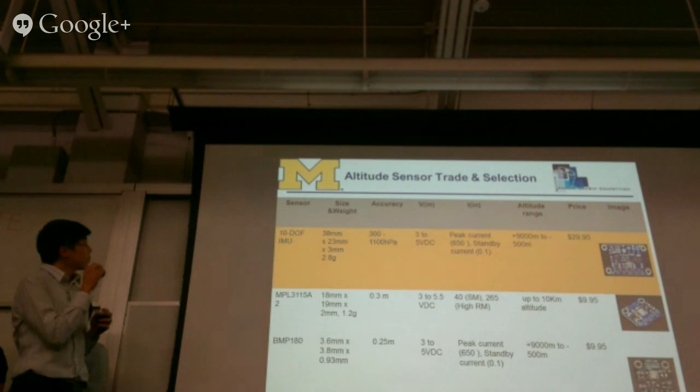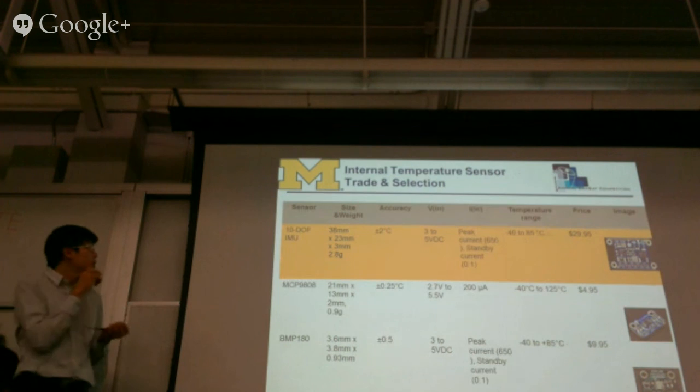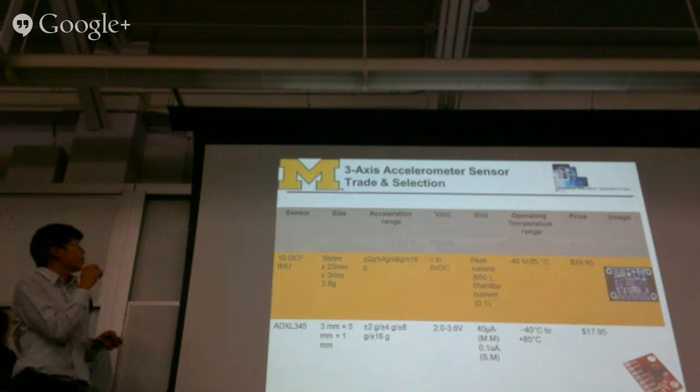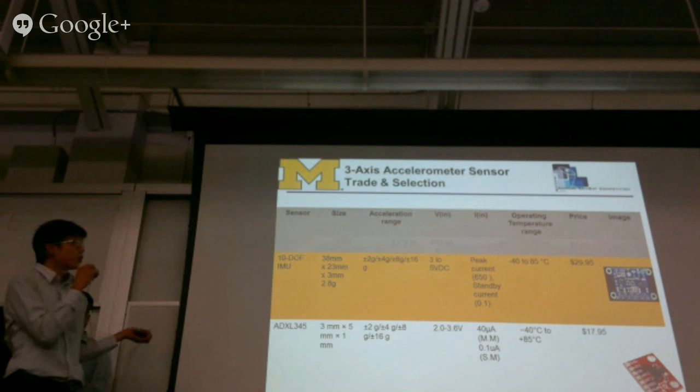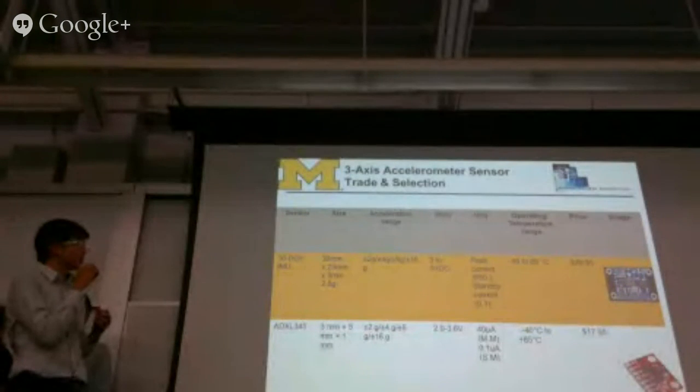And here is the altitude sensor trade selection. We have chosen the 10 DoF IMU. The reason is because it has the altitude functions as well as temperature, so internal temperature sensors, and accelerometer function. So it's actually better for budgets. So that's why we chose the sensor itself.